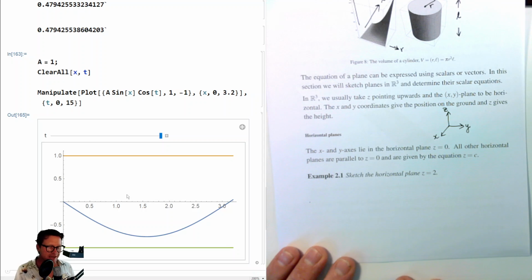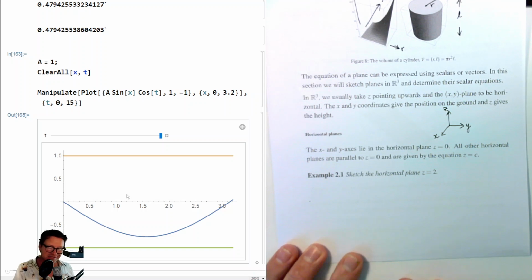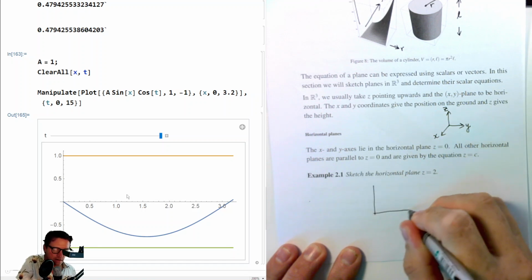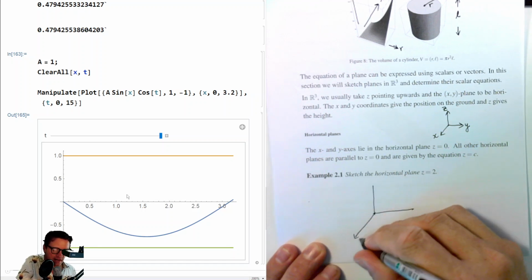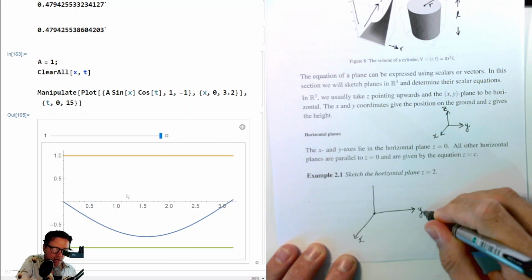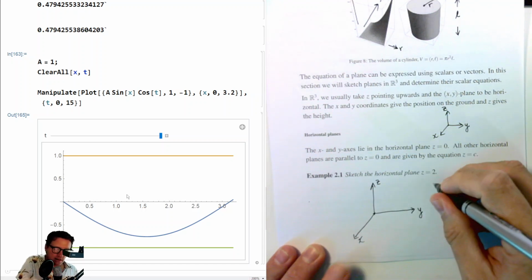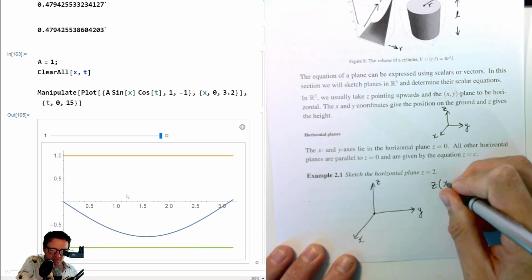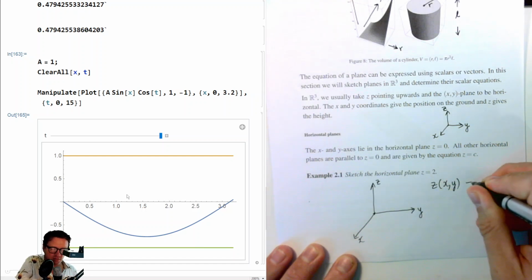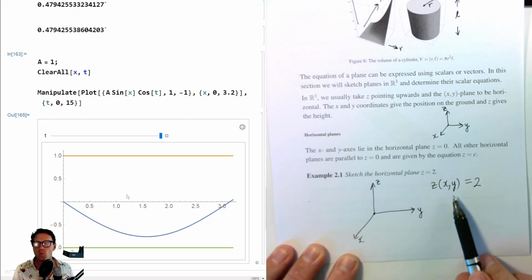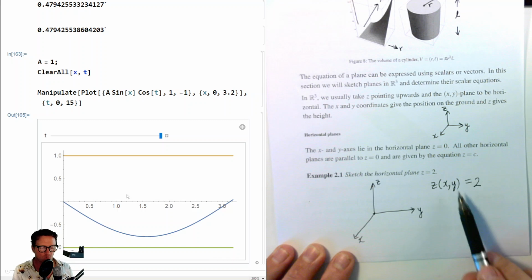Okay, so let's go ahead and sketch the horizontal plane Z equals 2. So we'll draw our X, Y, and Z. Now, we have Z as a function of X and Y. We know that that's equal to 2. All right, so what this says then, no matter what X is and what Y is, Z is always equal to 2.